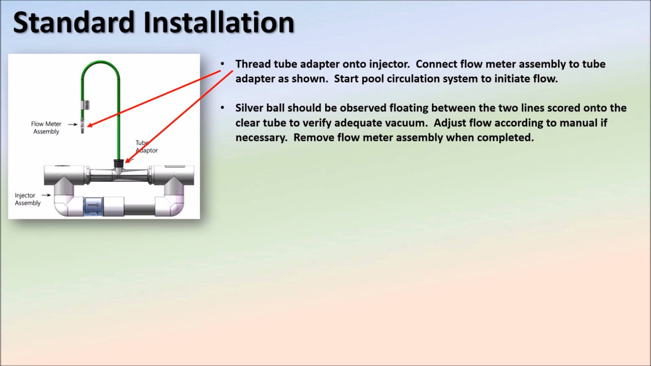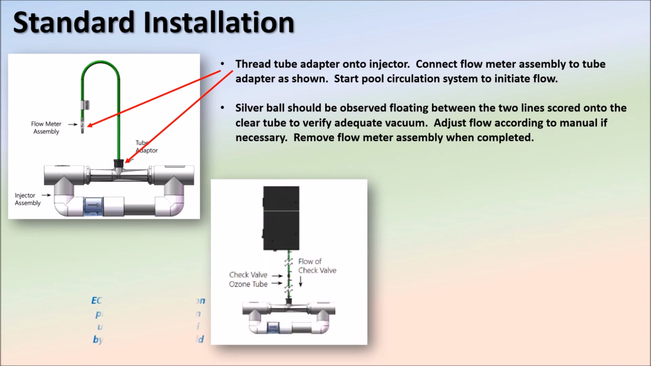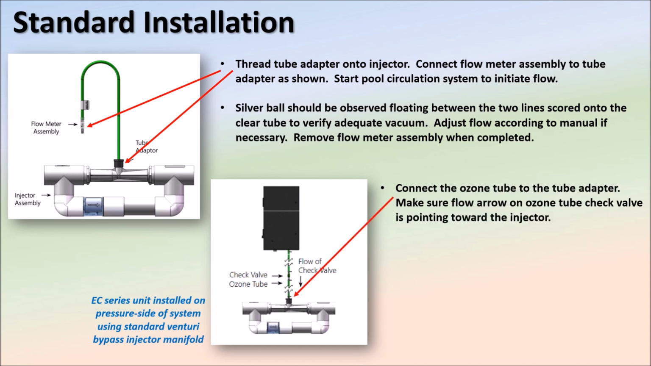Once completed, take the flow meter rig off the hose barb on the tube adapter. Be careful not to break the hose barb while removing. Next, connect the ozone tube to the hose barb on the tube adapter. Be sure that the flow arrow on the blue and black air check valve is pointing toward the injector.